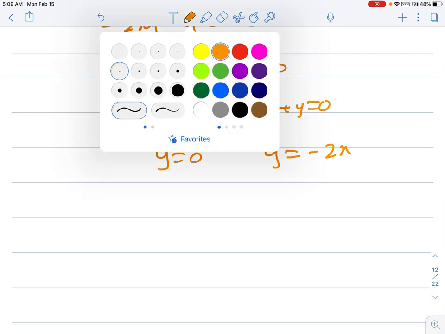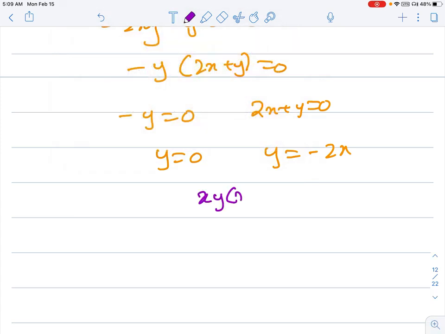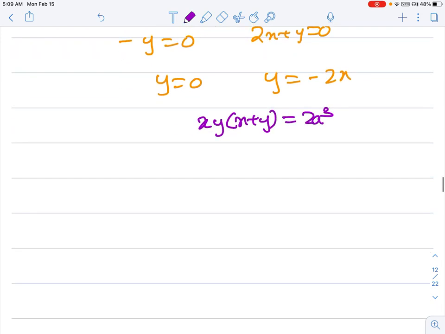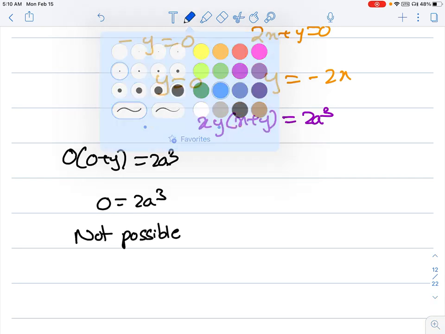Now why is it not possible? Why is only one answer possible? So we take x square y plus xy square is equal to 2a cube. Plug in y equal to 0. If I plug in y equal to 0, it becomes 0 is equal to 2a cube. This is a ridiculous answer. So it is not possible. So I have only one answer, which is y is equal to minus 2x.